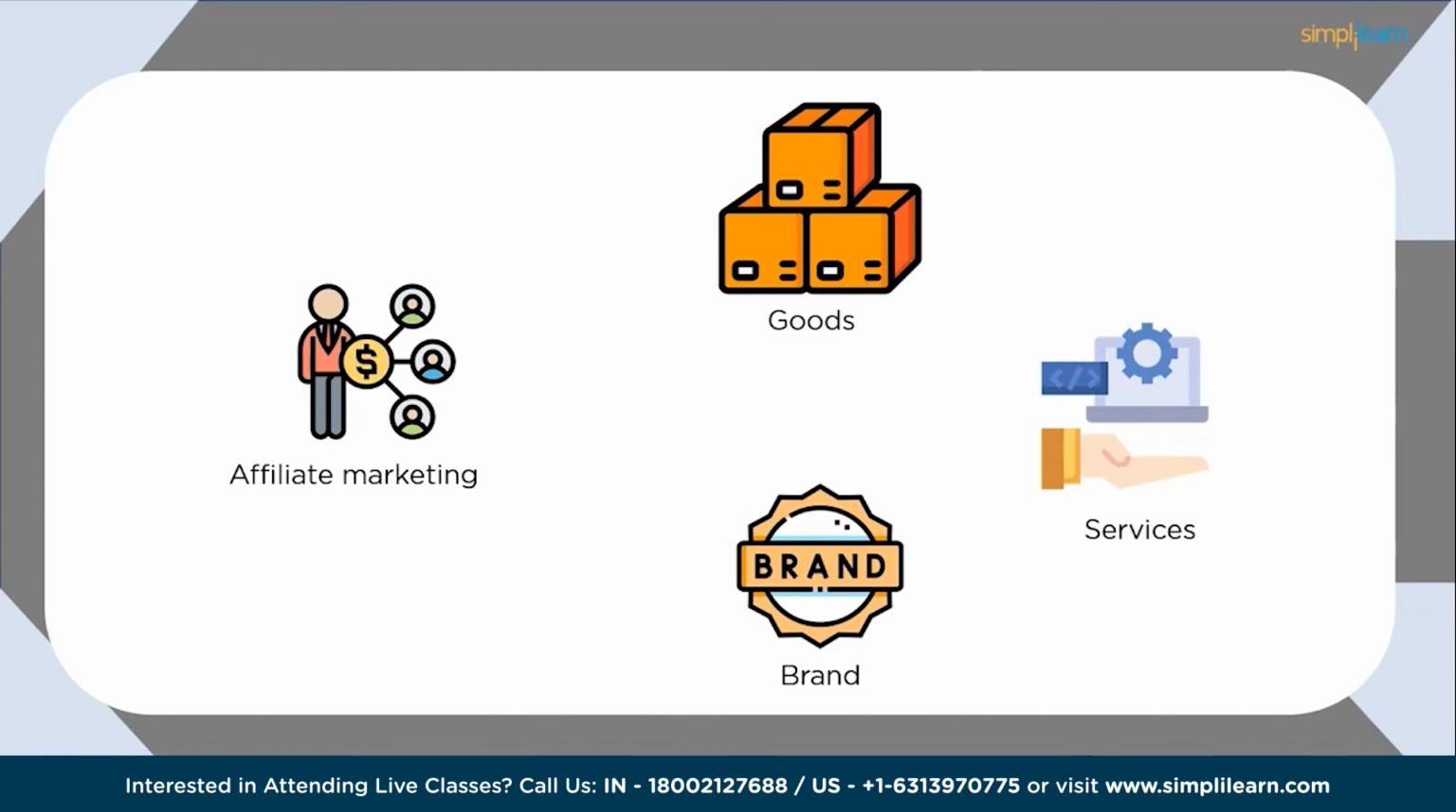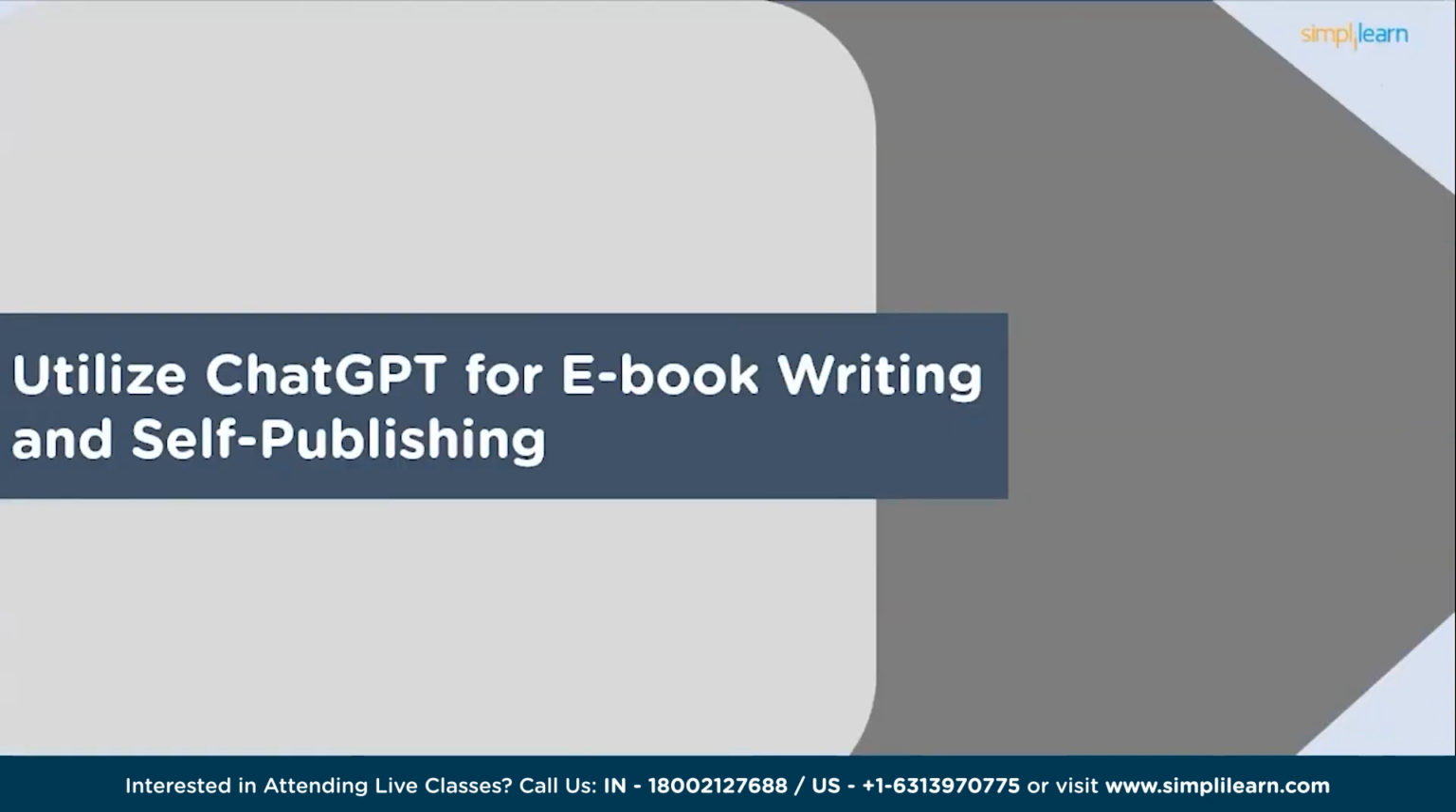So remember, affiliate marketing is a process that requires dedication and perseverance. Through consistent effort and the support of ChatGPT, you can unlock the potential of earning substantial income by promoting products and services that resonate with your audience. And this was for the affiliate marketing. And the next big thing is utilize ChatGPT for ebook writing and self-publishing.